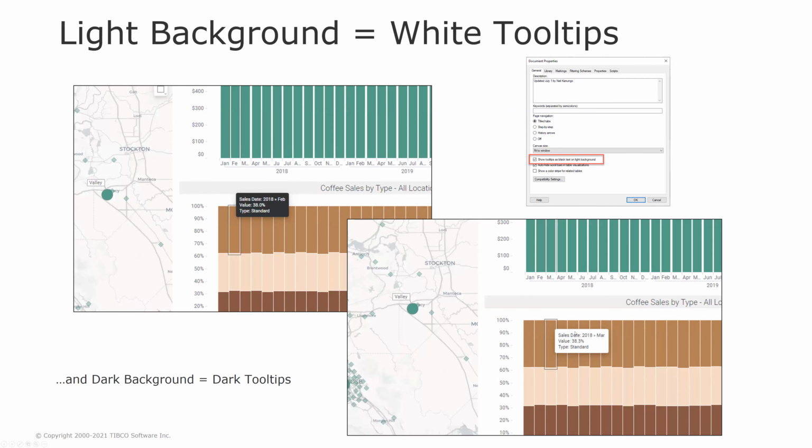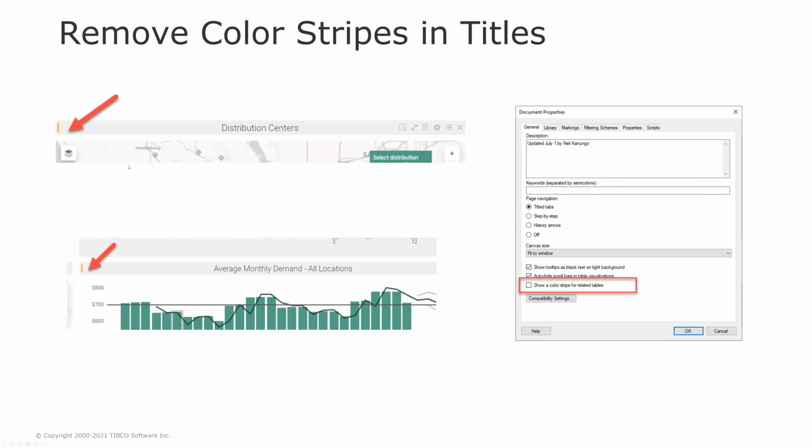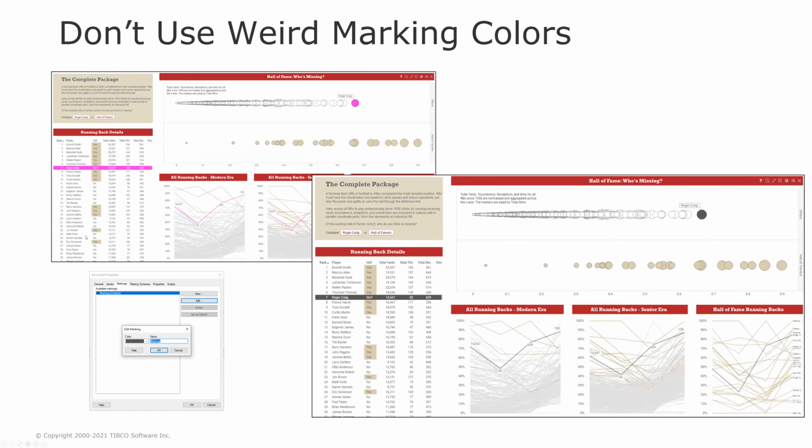I also try to use a white tooltip on white backgrounds or light colored background dashboards, and a dark tooltip on dark dashboards. You also want to make sure you clean up your tooltips. Don't have a bunch of redundancy. Don't have them poorly named. You can use a geometry if relevant. These are little final touches that will help clean up your dashboard and remove clutter. Turn off the color stripe for related tables. I like to turn that off, and that's in your file document properties.